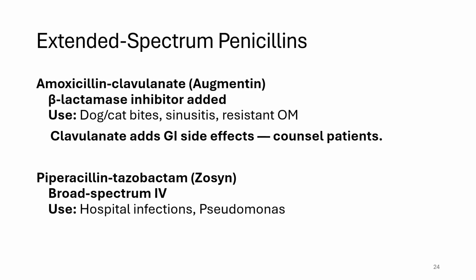Extended spectrum penicillins are penicillins designed to overcome resistance and broaden coverage. So first, amoxicillin-clavulanate, also known as Augmentin. Here, clavulanate is a beta-lactamase inhibitor. Its role is not to kill bacteria directly, but to protect amoxicillin from being broken down by beta-lactamase enzymes. So that is how it expands the coverage. Clinically, Augmentin is used for dog and cat bites, sinusitis, and treatment-resistant otitis media, situations where you're worried about beta-lactamase producing organisms.